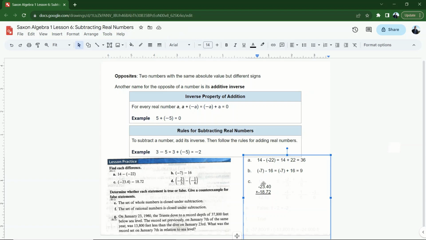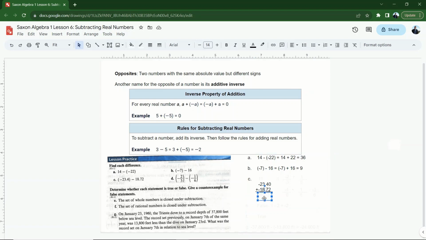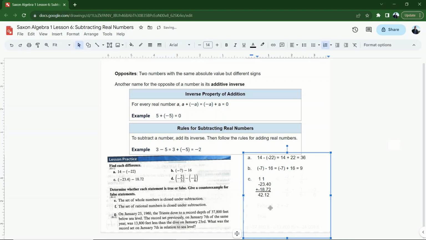So when I do this problem, I'm going to end up adding these two negative numbers together. And let's see what happens when we add these numbers. Now, they have the same sign, right? Negative. So I'm just going to add them, not subtract them. So let's see if I did this right. 0 plus 2 is 2. 4 plus 7 is 11, so I write 1 and carry a 1. So 8 plus 3 is 11, plus 1 is 12, carry another 1. And then 2 plus 1 is 3, plus 1 is 4. So it's going to be 42.12.